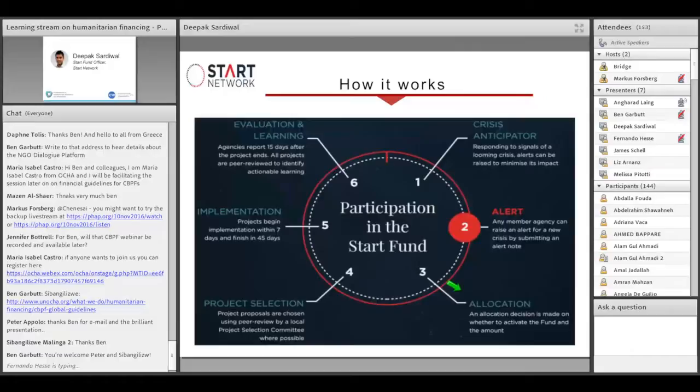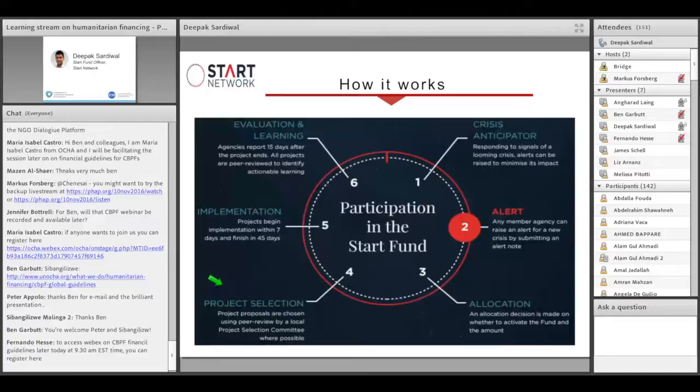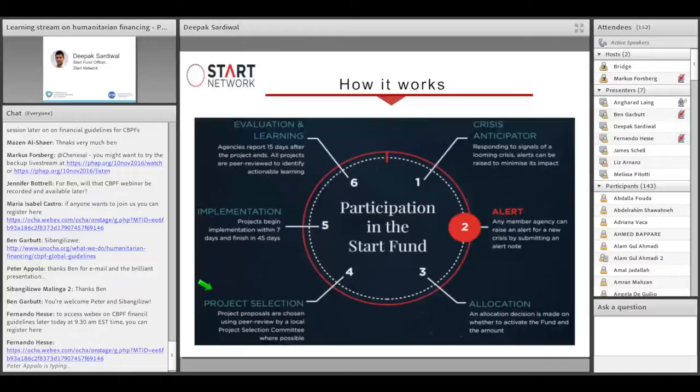If an emergency is to receive funding, members are given 24 hours to submit project proposals. These are reviewed by members in country, and successful projects are awarded funds. From a member alerting the network to an emergency to the award of funds, this all happens in 72 hours. And that may explain some of the grey hair on me, which of course you can't see right now. After that, the projects are implemented within 45 days. And then afterwards, members come together to reflect on the response and identify actionable learning to take forward.